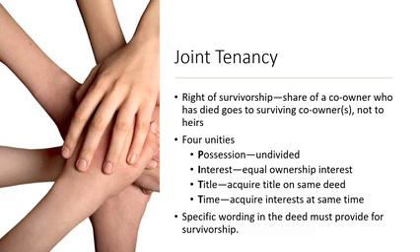Joint tenancy has a right of survivorship, which means the share of a co-owner that dies is going to go to the surviving co-owner or owners, not to heirs. You cannot will joint tenancies. A joint tenancy has four unities. You remember it by the acronym PIT: possession, interest, time, and title. There has to be specific wording in the deed to provide for survivorship, such as joint tenancy with right of survivorship.